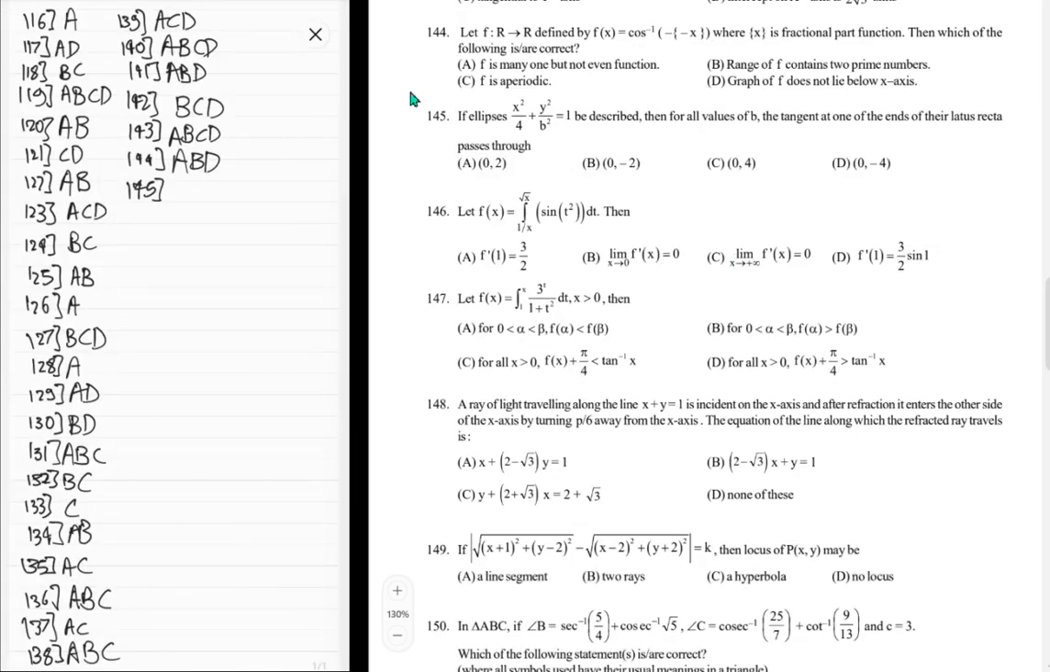145 is if these ellipses be described, then what? Okay, so b variable. Then for all values of b, the tangent at one end of the latus rectum passes through... one end of the, okay, I'm getting it. It passes through what? Seriously? So latus rectum के coordinates क्या रहेंगे?